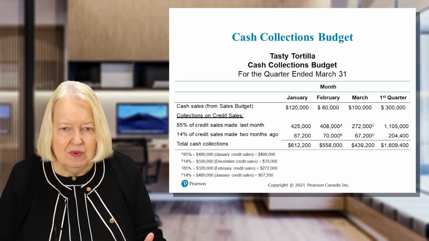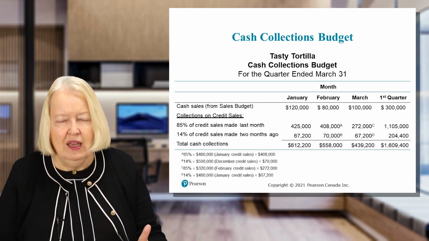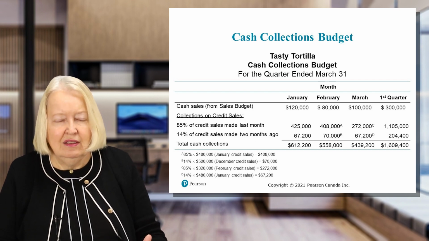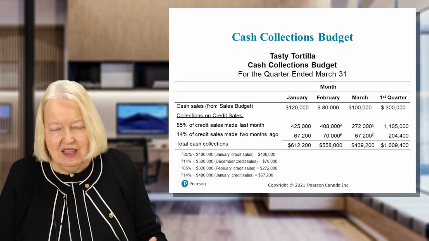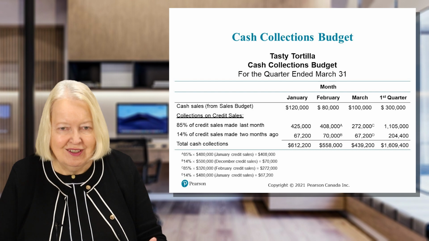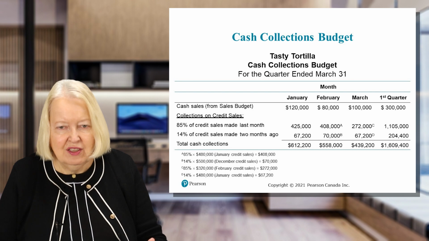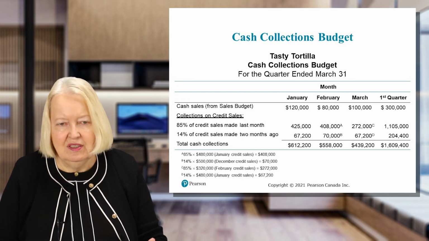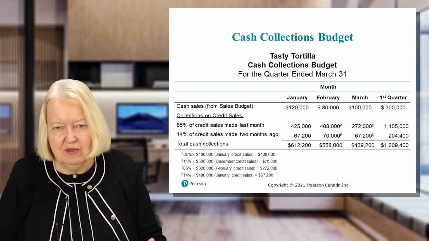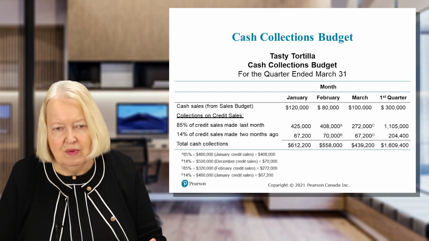All of the numbers we just talked about were done on an accrual basis. Now that you know how many units you're going to sell and how much it's going to cost you to make those units, the next thing is to look at your cash, because as I mentioned earlier, sales doesn't necessarily equate to cash coming in. So we had our cash sales from our sales budget, the first one we did, which comes out to $120,000.